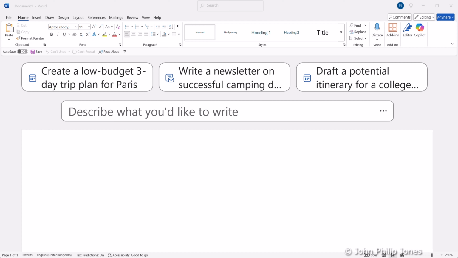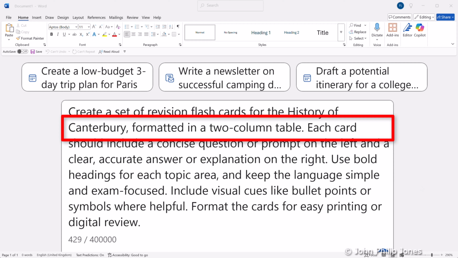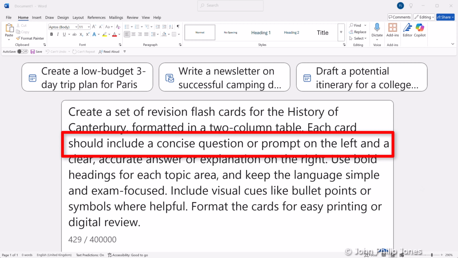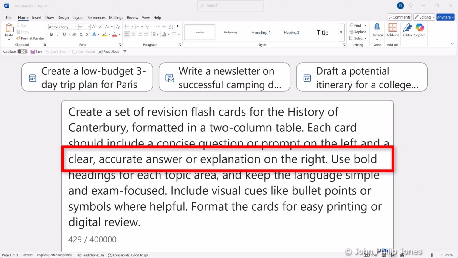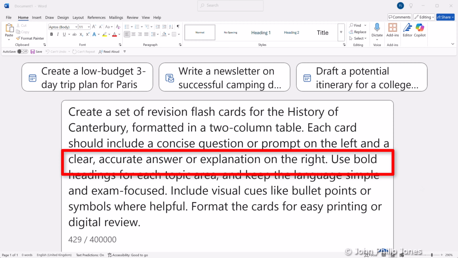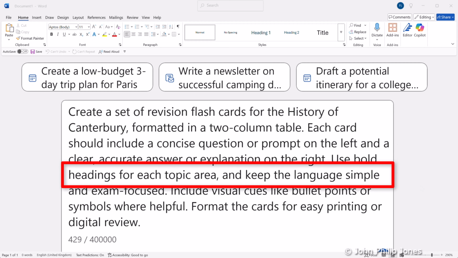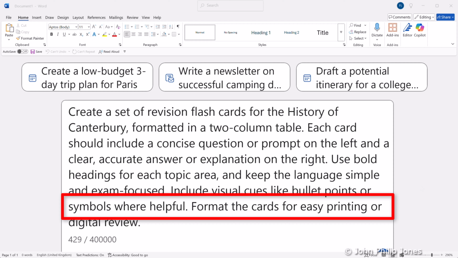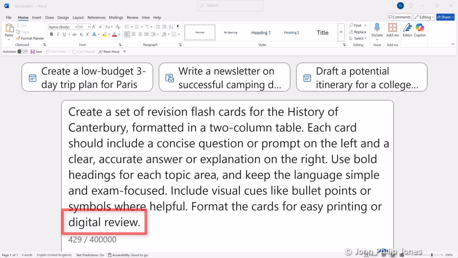Create a set of revision flashcards for the History of Canterbury formatted in a 2-column table. Each card should include a concise question or prompt on the left and a clear, accurate answer or explanation on the right. Use bold headings for each topic area and keep the language simple and exam focused. Include visual cues like bullet points or symbols where helpful. Format the cards for easy printing or digital review.